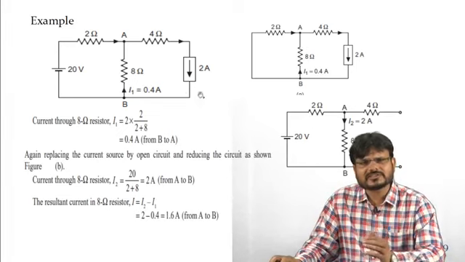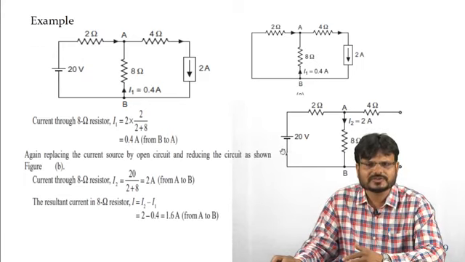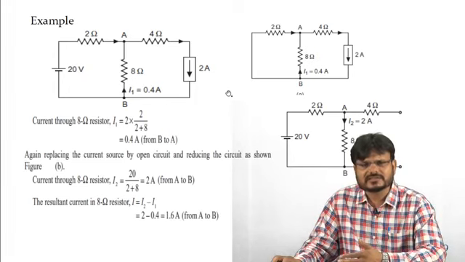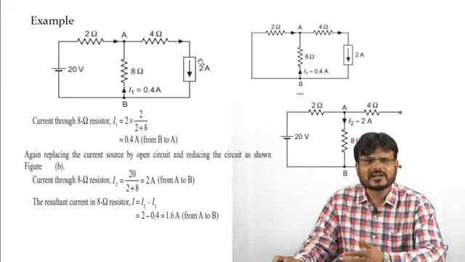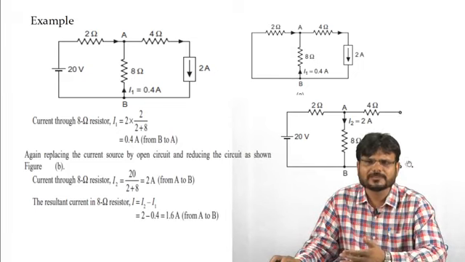Now you have to consider the other source, which is this 20 volt voltage source. So you consider this 20 volt voltage source here, and you replace the other source by its internal resistance. The other source is a current source, and the internal resistance of an ideal current source is infinite. Infinite means what? It is an open circuit. So you are replacing this current source by an open circuit.